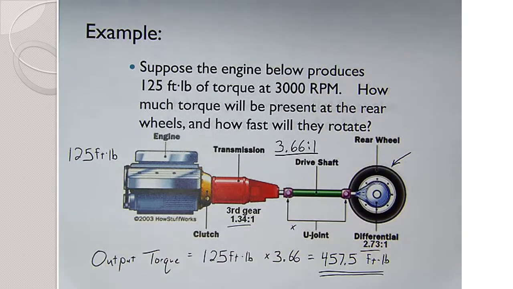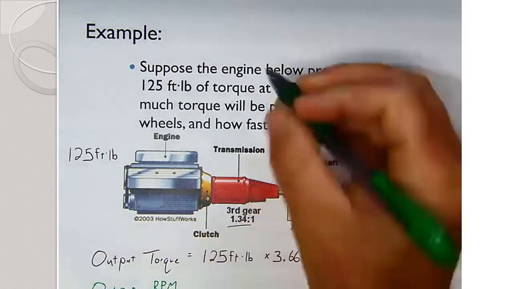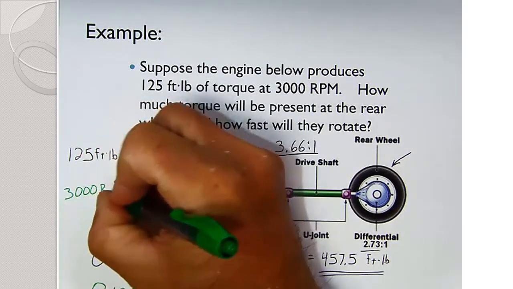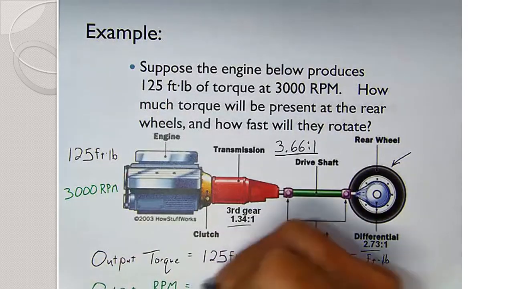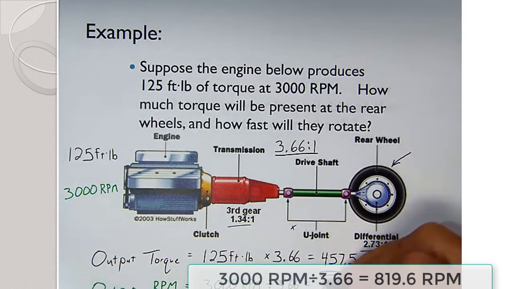Now for our output RPM, I'll do that in a different color here. To find our output RPM, we're just going to take our input RPM, which we know the engine is turning at 3,000 RPM, and we're going to divide that by our gear ratio of 3.66. And that turns out to be 819.6. You could certainly call that 820 RPM.